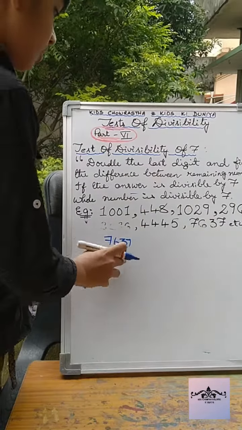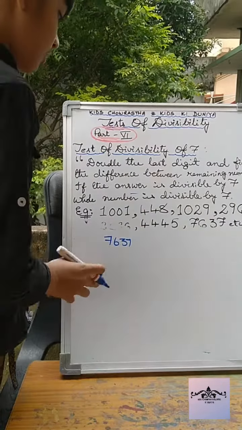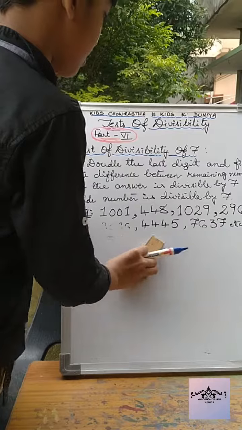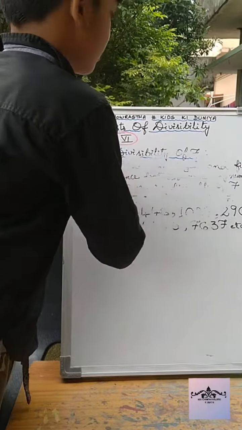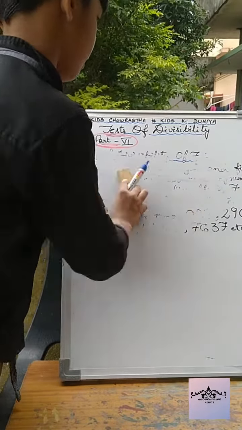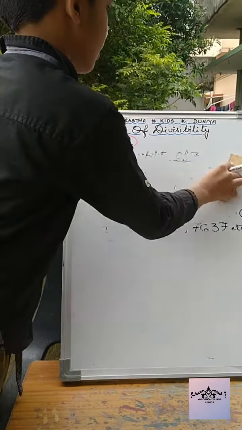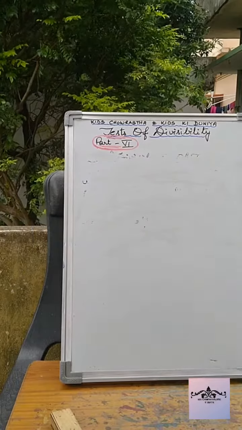Now this number is also divisible by 7, because if the answer is divisible by 7, the whole number is also divisible by 7. This is divisible. So from this sum, our whole sum completes. This sum is completed. So our next topic is going to be interesting. Okay, bye bye.